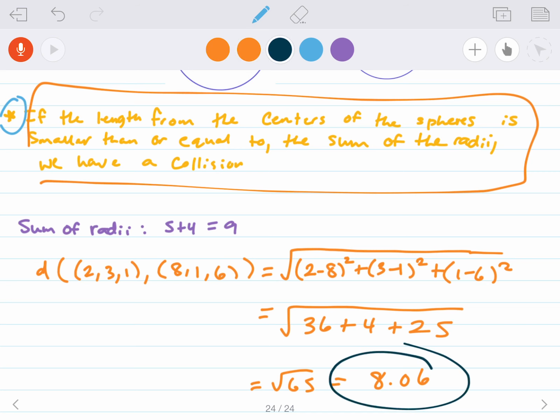And so we can see that the distance from the center is smaller than the sum of the radii, so we have a collision. Right? 9 was the sum of the radii, and 8.06 is the distance from the centers.